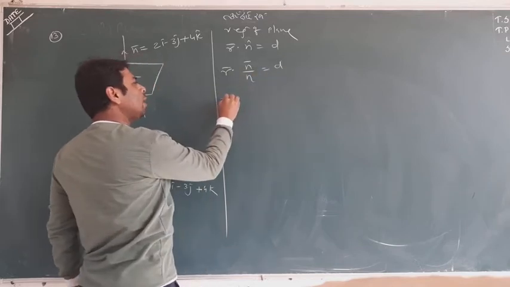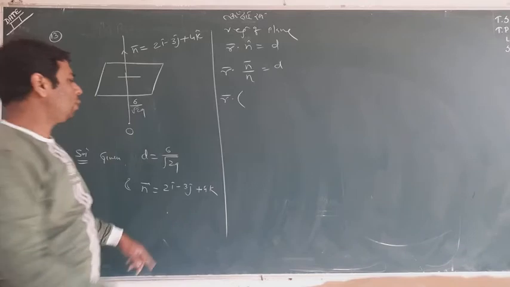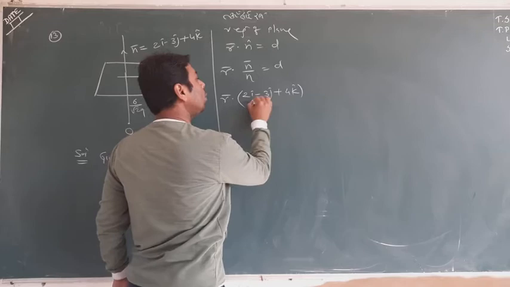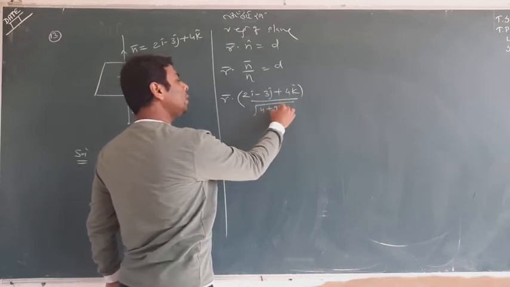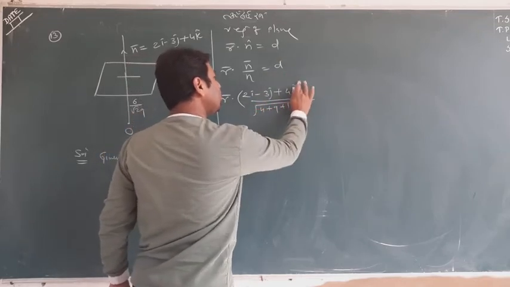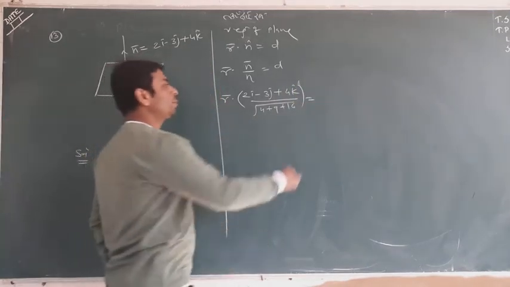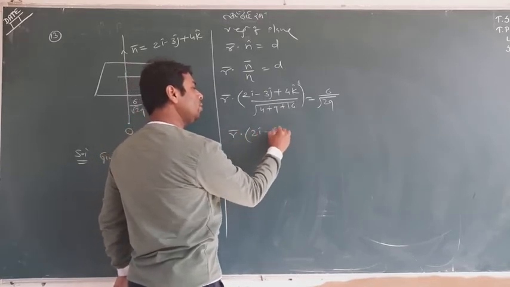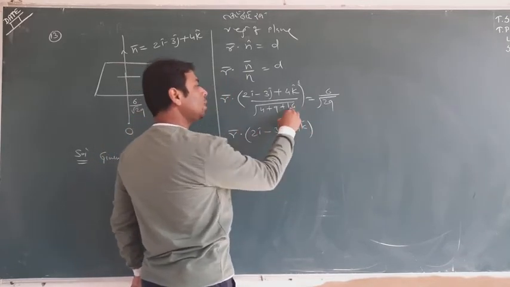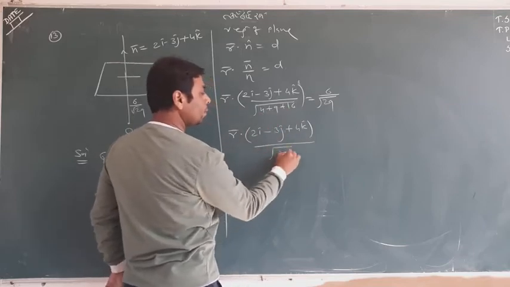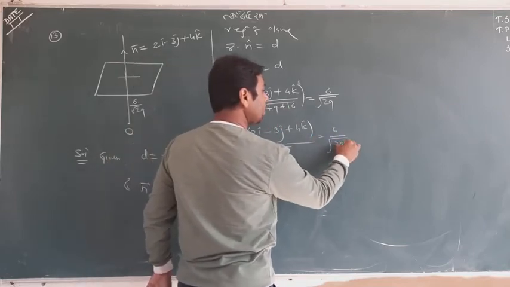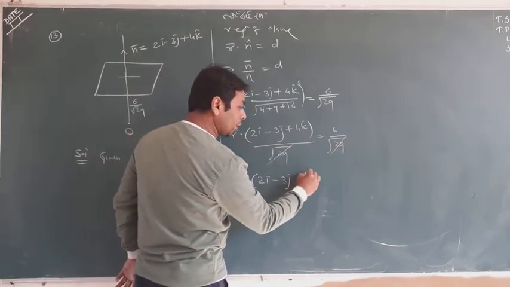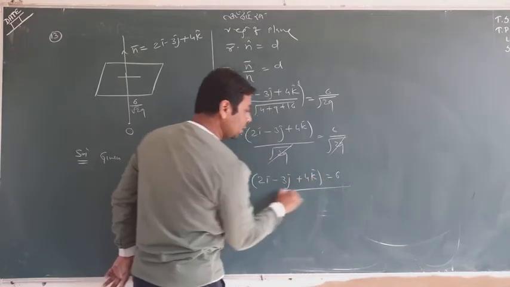Now put in the values. R dot n, where n is 2i minus 3j plus 4k, upon root of 4, 9 and 16, equal to d, which was given as 6 by root 29. Now r dot (2i minus 3j plus 4k) over root 29 equals 6 by root 29, so these two cancel. Lastly, whatever answer you get, this is the general form. If you remember my words, this is the answer.